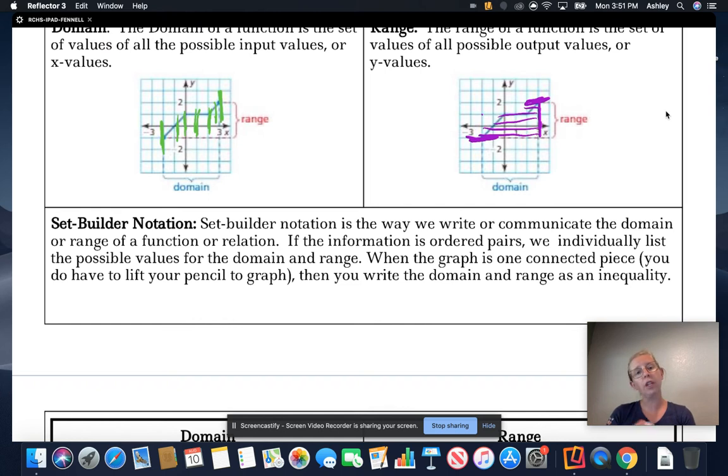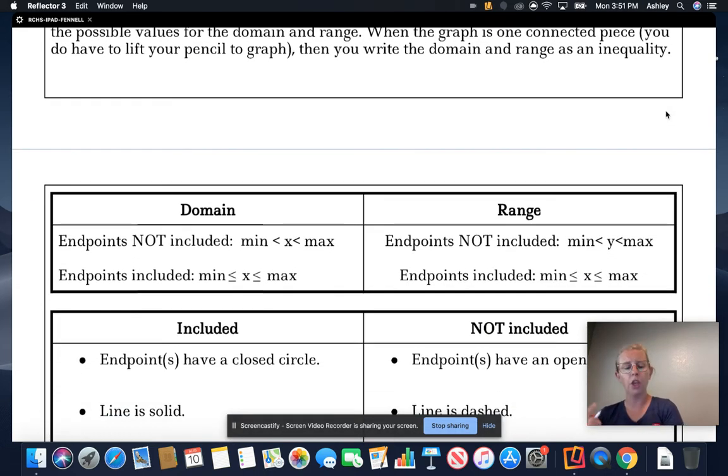Set builder notation is a way that we can talk about domain and range. It's written like an inequality. So we talk about values of x that x might be greater than a certain value, or less than a certain value, or less than or equal to. We're going to talk about that. But set builder notation is just a way of describing the set of values that would be the domain or would be the range. Okay, so this is what it's going to look like right here.